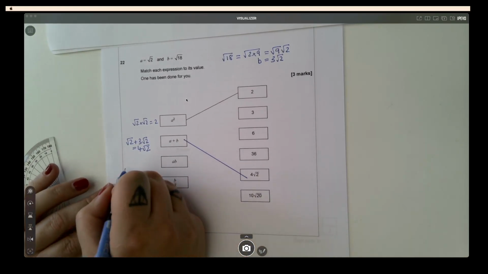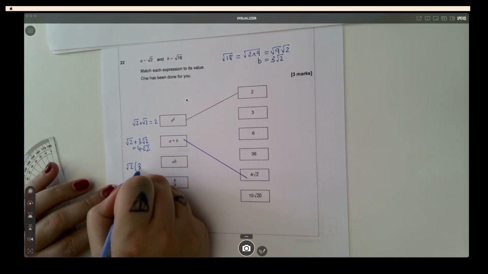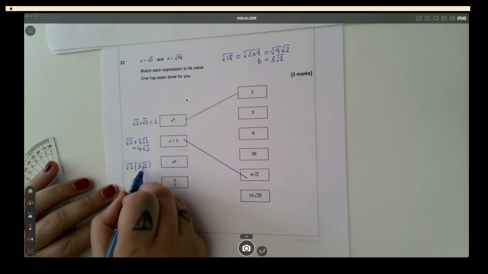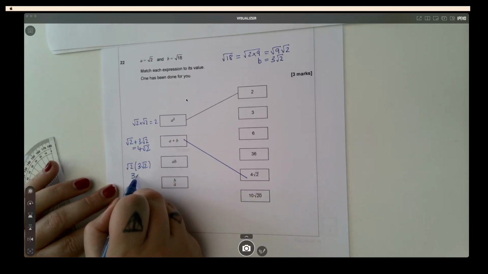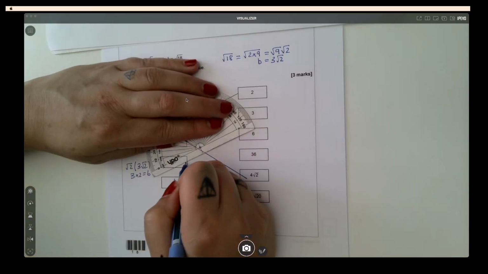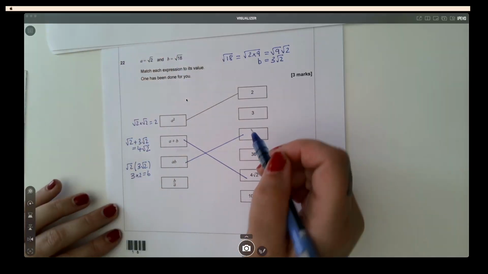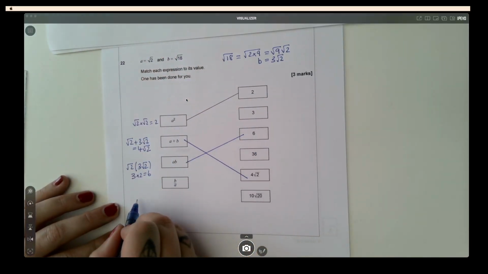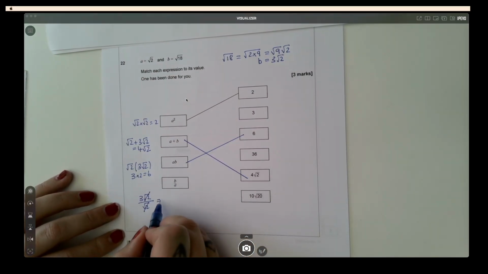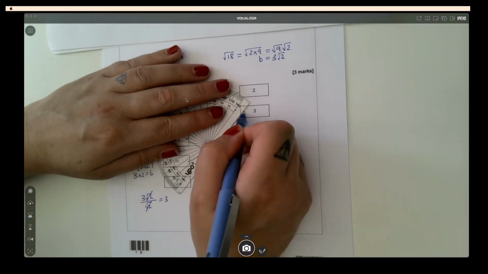A times B, so we're doing root 2 times 3 root 2. So root 2 times root 2 is 2. So we're going to do 3 times 2, which is 6. And then B divided by A, so 3 root 2 divided by root 2. We're going to cancel those roots. B divided by A is 3.